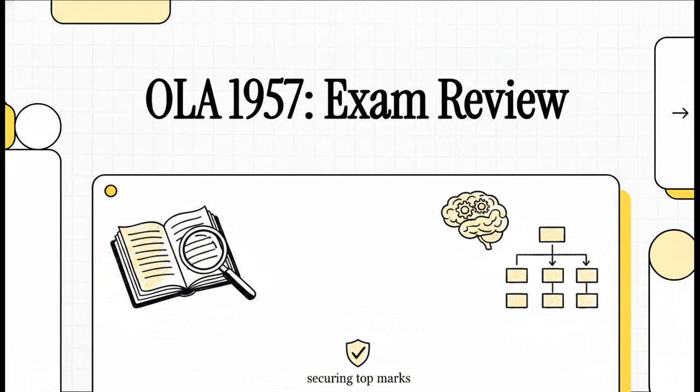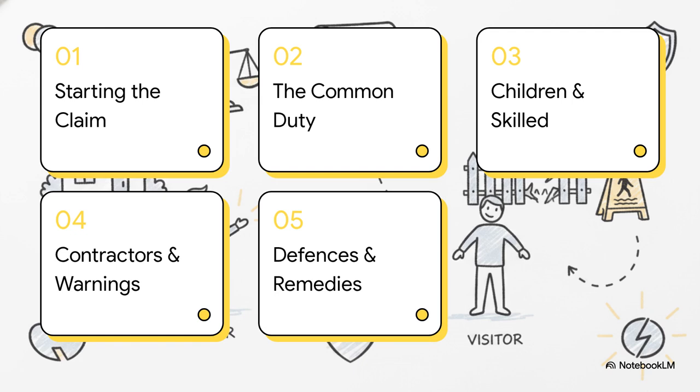So think of this as your master guide. We're going to break down those complex scenarios, apply the exact right legal tests, and honestly, just secure those top marks you're looking for. Here is our roadmap for today: starting the claim, the common duty owed, children and skilled visitors, contractors and warnings, and finally, defenses and remedies. You'll definitely want to mirror this exact structure in your exam paragraphs to nail both your knowledge and application points.